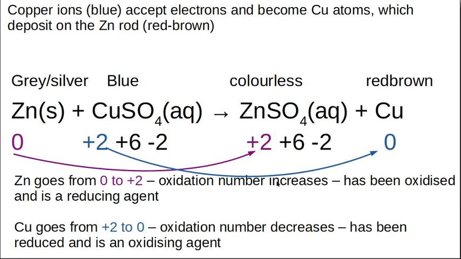So zinc's oxidation number has increased. It has been oxidized, but it is itself a reducing agent. The copper goes from +2 to zero. Its oxidation number is decreased. It's been reduced, and it is an oxidizing agent. So this is how we have direct electron transfer.